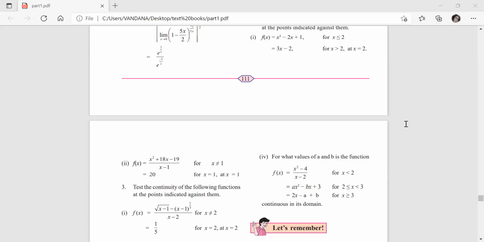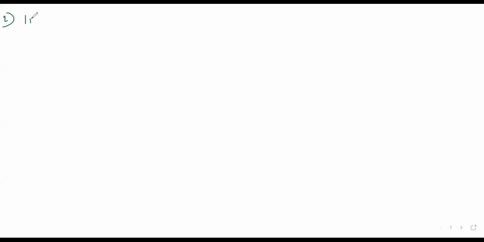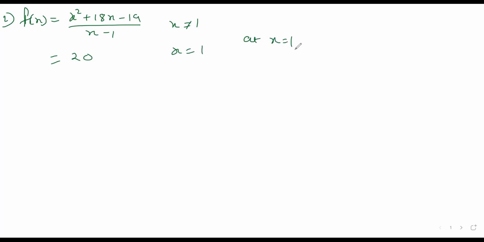Second sum is f of x is equals to x square plus 18x minus 19 upon x minus 1 for x is not equal to 1, and it is 20 for x is equals to 1 at x equal to 1. Now see, here they have given you the function as f of x is x square plus 18x minus 19 upon x minus 1 for x is not equal to 1, and it is 20 when x is equals to 1. You have to check the continuity at x is equals to 1.